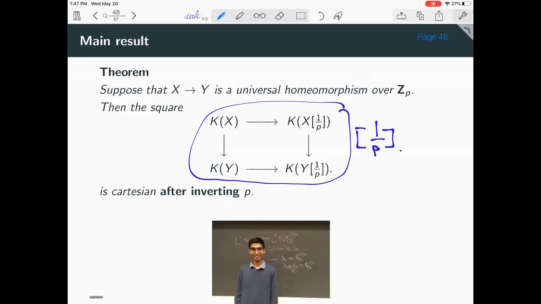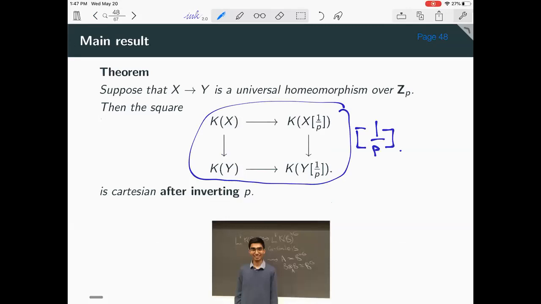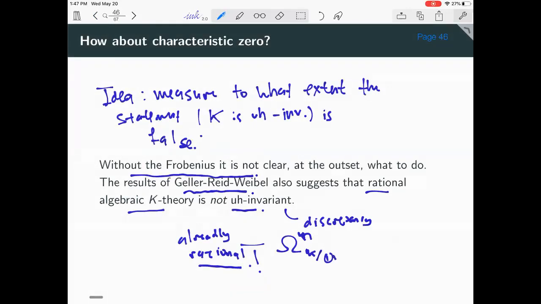Elden, yes. There was a slide, like two slides ago. So you're saying that if you invert p, you're good, and if you invert rationals, you're bad, right? No, I mean in characteristic zero, you cannot get rid of the fact that algebraic K-theory is simply not UH invariant, even after you rationalize it. Okay, thank you. Yeah, because the discrepancy is already rational. It's already characteristic zero. So if you rationalize algebraic K-theory, there's no difference, so you'll never get rid of this extra part.